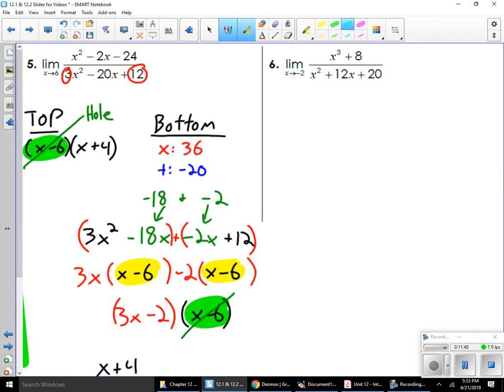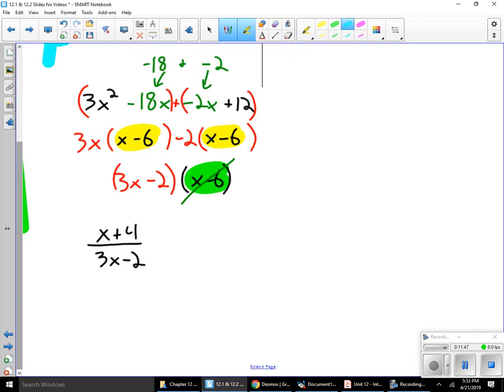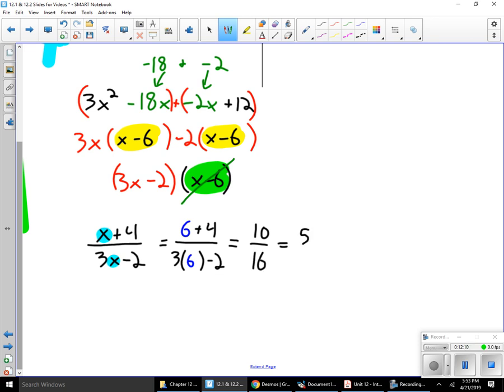So now that I have removed that x minus 6 from both the top and the bottom, I no longer have the indeterminate form. So I can substitute that 6 back in. So we have a 6 plus 4 on top, and a 3 times 6 minus 2 on the bottom. 6 plus 4 is 10. 3 times 6 is 18. Take away 2 gives me 16.